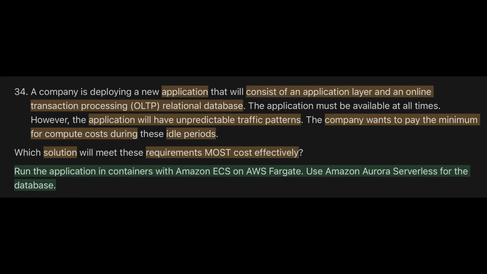Now let's say an application will consist of an application layer and an online transaction processing (OLTP) relational database. And the application will have unpredictable traffic patterns, and the company wants to pay the minimum for compute costs during these idle periods. And so the solution that will meet these requirements most cost effectively is to run the application in containers with Amazon Elastic Container Service on AWS Fargate and use Amazon Aurora Serverless for the database.